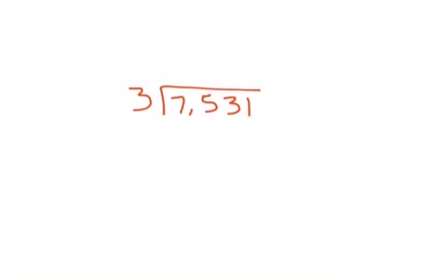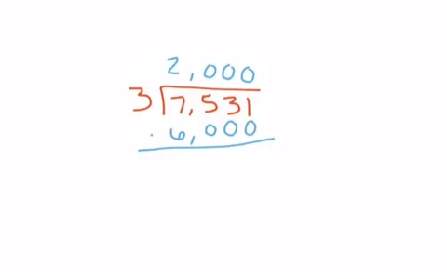Next problem, 7,531 divided by 3. Once again, starting in the thousands place. 3 can go into 7. If you have 7 pieces of candy, you definitely can give more than 1 to each kid, so I can give 2 to each person equally without going over. 2,000 times 3 is 6,000. And when you subtract, we have 1,531 left.